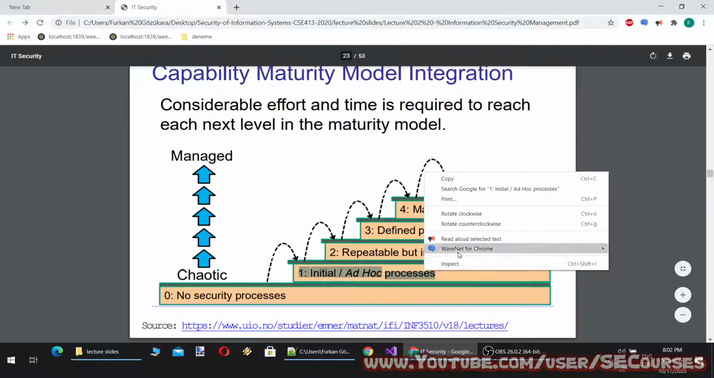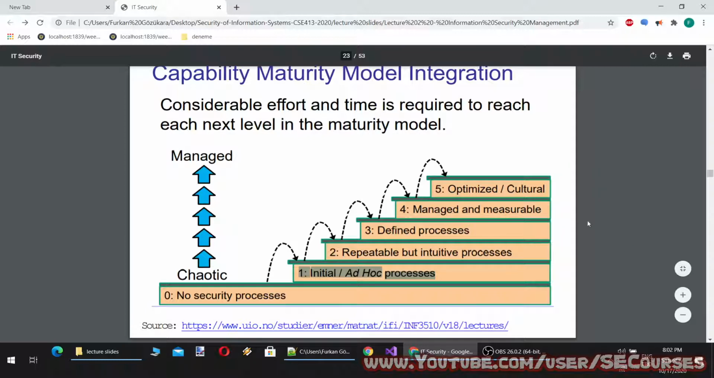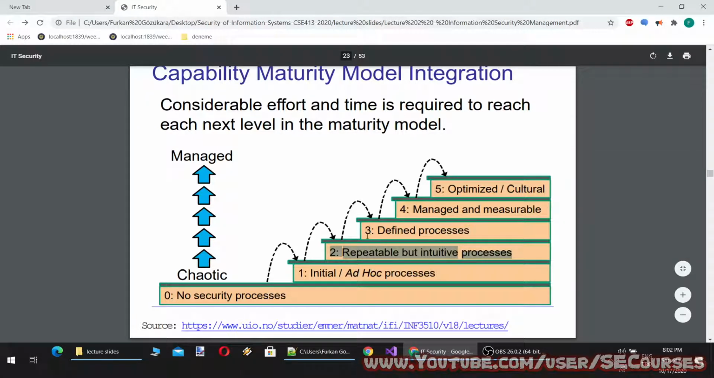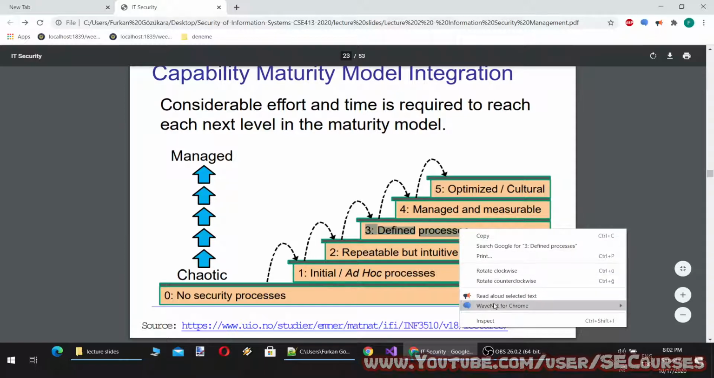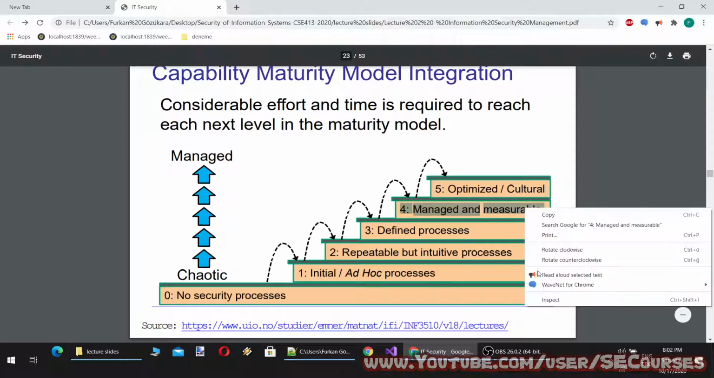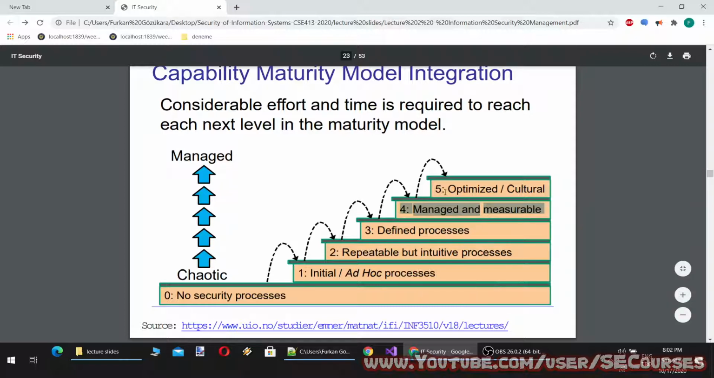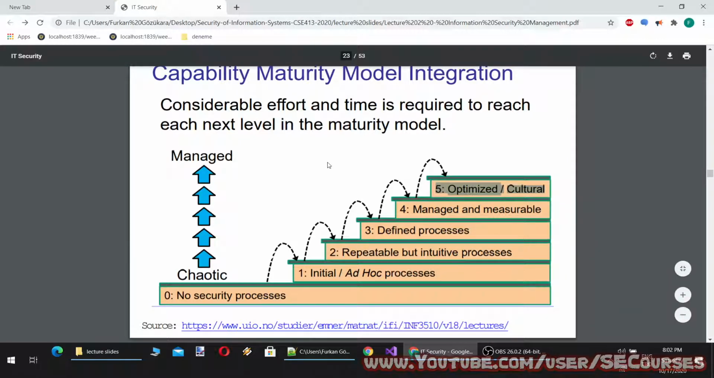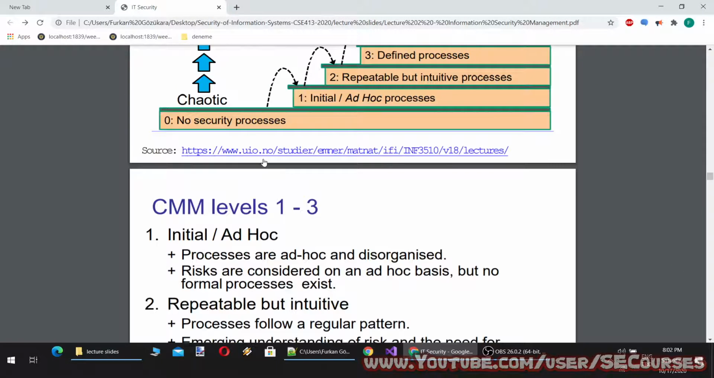1. Initial, ad hoc processes. 2. Repeatable but intuitive processes. 3. Defined processes. 4. Managed and measurable. 5. Optimized, cultural. If you can reach the top level, you have a managed model integration.